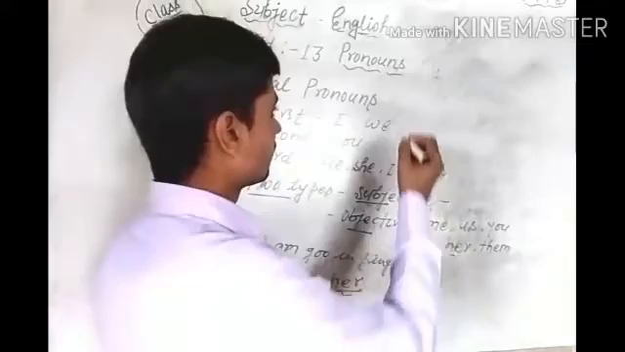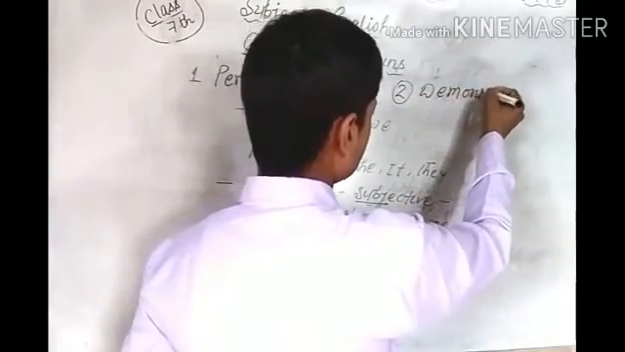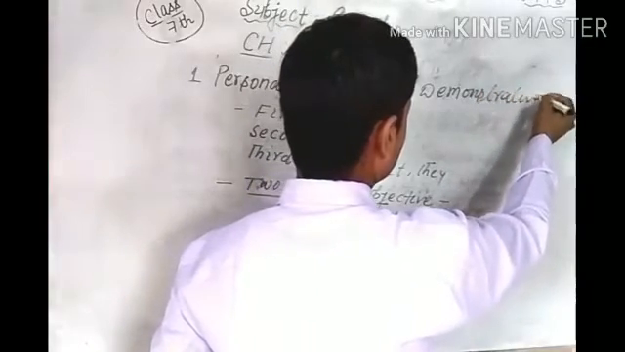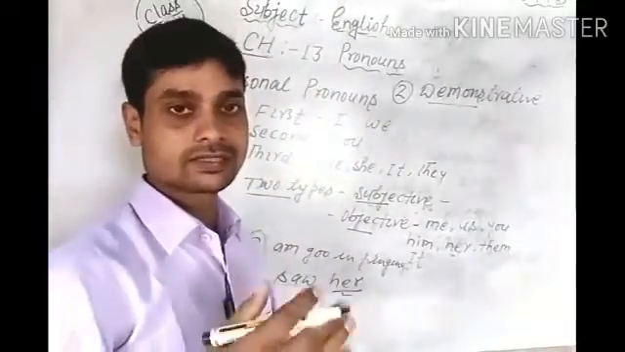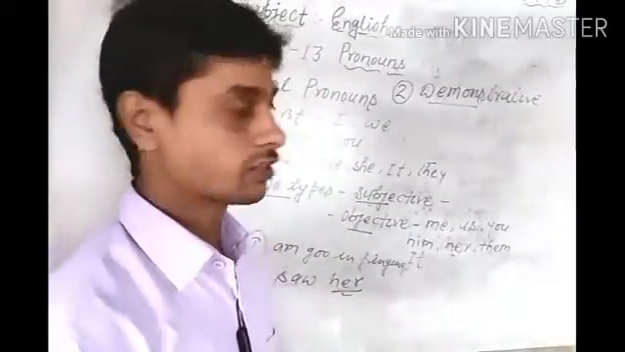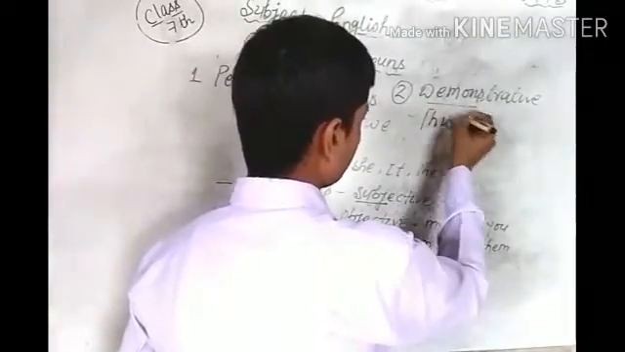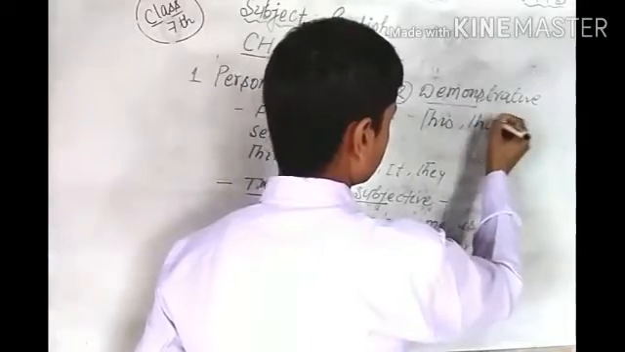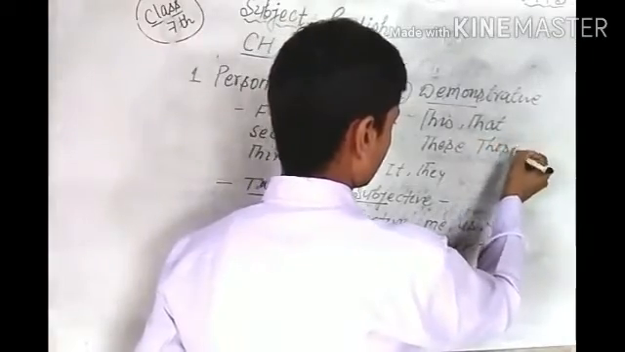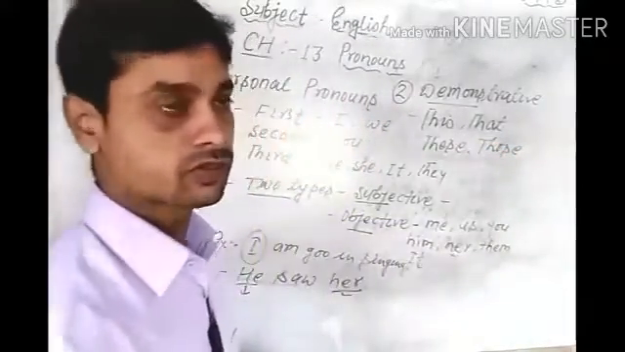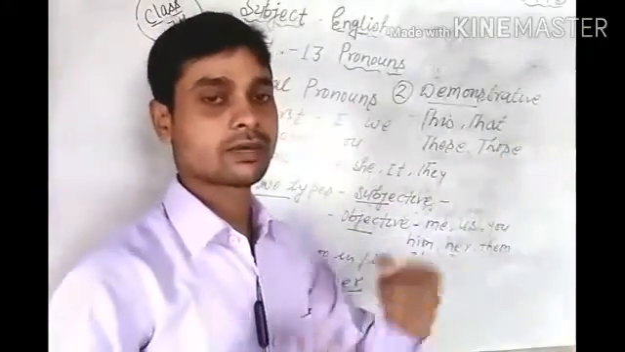Second is the demonstrative pronoun. Okay students, what is a demonstrative pronoun? A word that indicates a noun, a thing, is called demonstrative. There are 4 words of demonstrative pronoun: this, that, these, those. These words all indicate something.